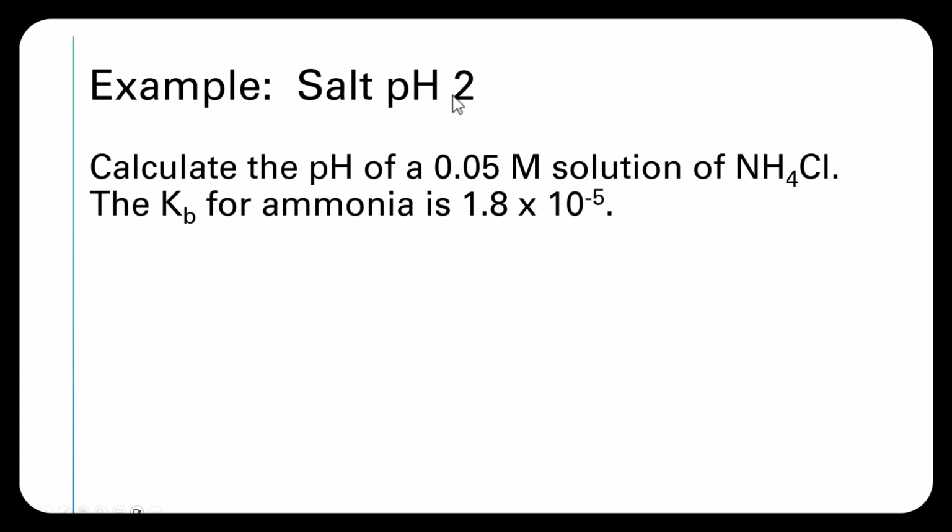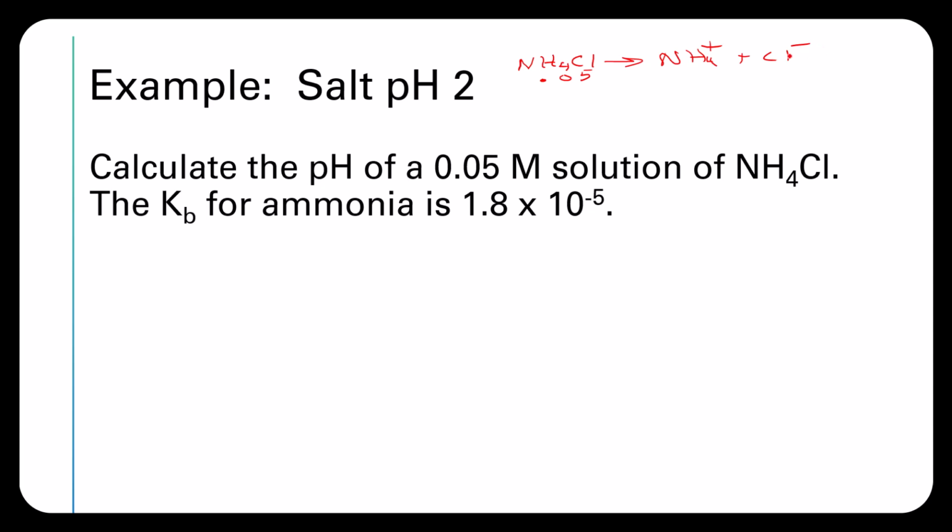Okay, so salt question 2: calculate the pH of a 0.05 molar solution of ammonium chloride, and they give the Kb. So this is the same idea, but we're going in the opposite direction. First thing you do, dissociate the salt. The salt is NH4Cl. The concentration of the salt is 0.05 molar. It's a strong electrolyte. It dissociates completely into NH4 plus, Cl minus.